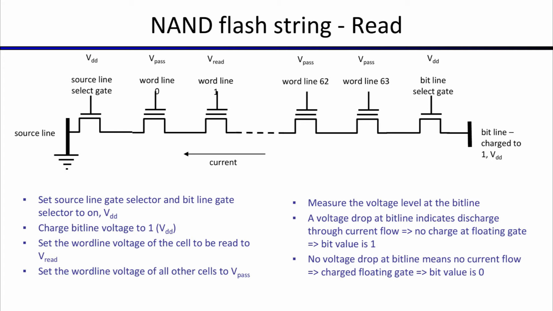A voltage drop at the bit line will indicate that a discharge is happening through current flow. If a discharge is happening, current must be flowing, so there is no charge at the floating gate, and the bit value is 1. But if there is no discharge on the bit line, then there was no current flowing, which is due to the charged floating gate, so the bit value is 0. So you use the concept of a series string where you are able to read the cell that is connected to one of these word lines.